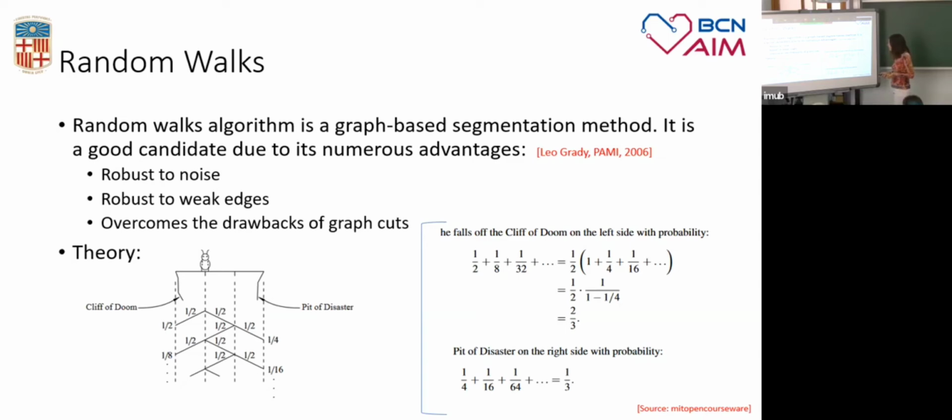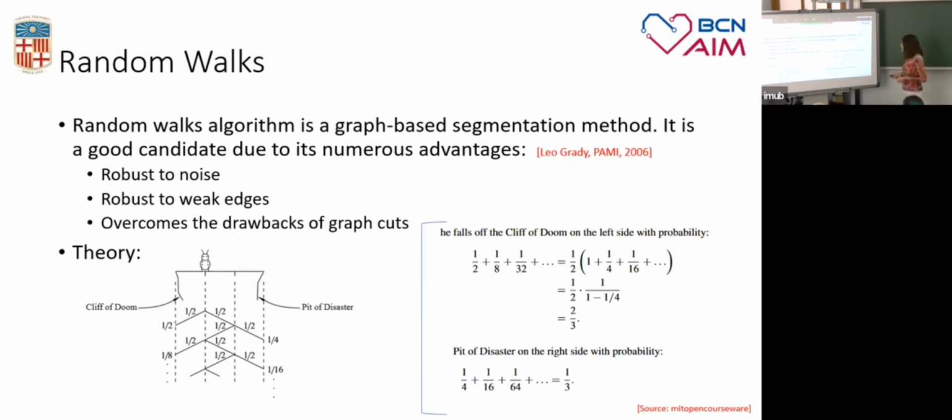You have 1/2 at every step. You can see we are multiplying, concatenating the probabilities. This is what you have to do. You do all the combinations, and the probability for the poor little animal to fall off the cliff of doom is 2 thirds. What is the other probability? That he goes to the pit of disaster.